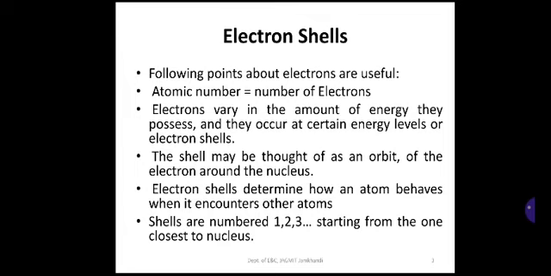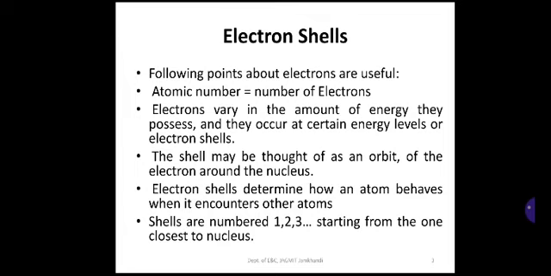Next topic, electron shells. There are a few important points about electrons which are very useful, so we'll discuss them one by one. We should know that the atomic number is equal to the number of electrons. For example, in the previous example we considered helium. Helium has the atomic number 2, so the number of electrons in helium is also 2. That's why atomic number is equal to number of electrons.